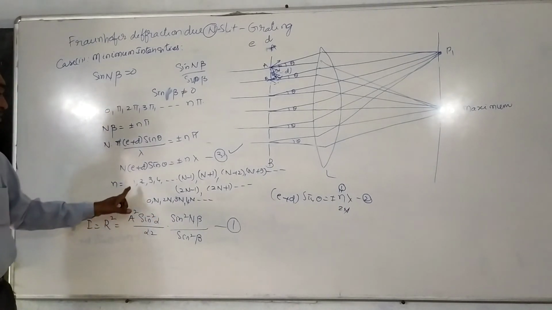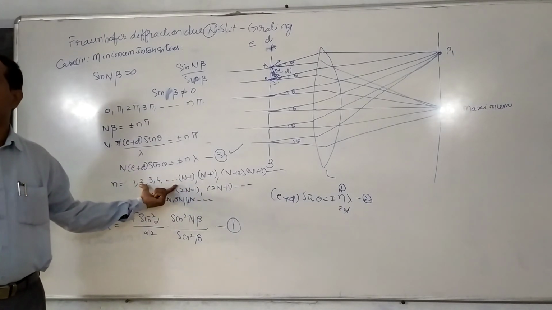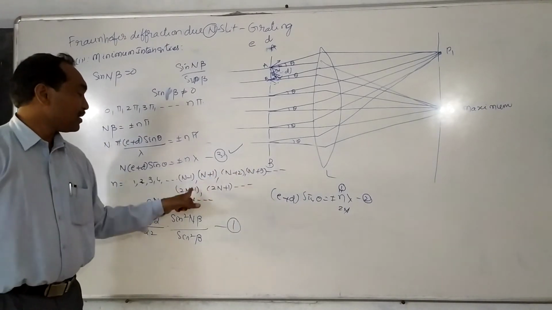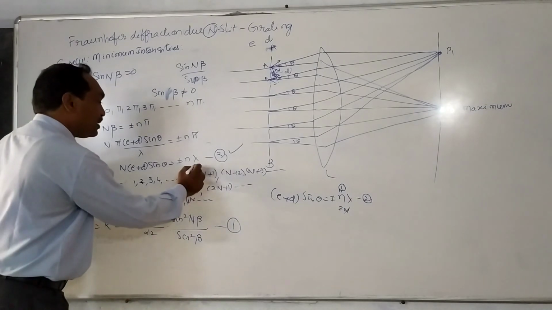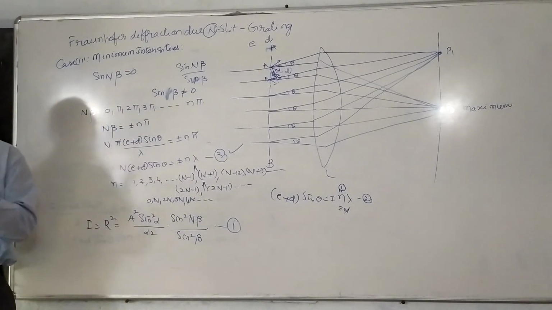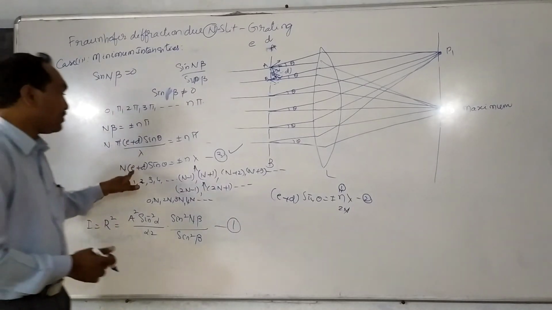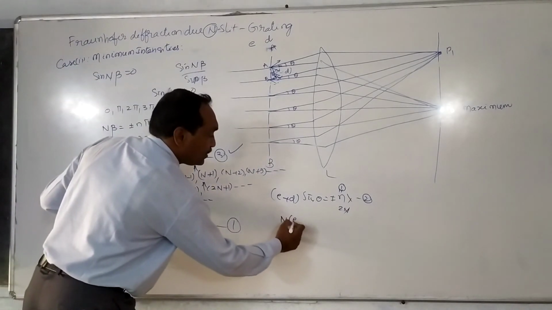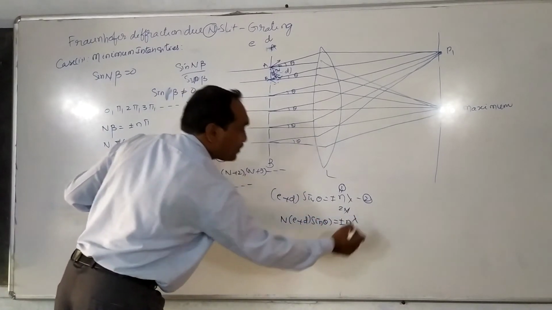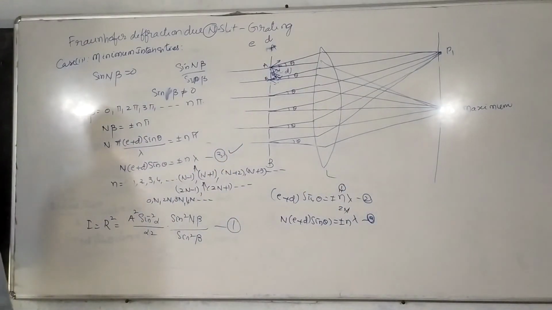So how many minimum intensities are there? There are n minus 1 minimum intensities between two principal maxima. In this case also, n plus 1 to 2n minus 1, that is 1, 2, 3, up to n minus 1. There is one principal maximum, then another principal maximum, and in between there are n minus 1 minimum intensities. So this is the condition for minimum intensity. That is capital N into e plus d into sin theta is equal to plus or minus n lambda. This is the condition for minimum intensities.